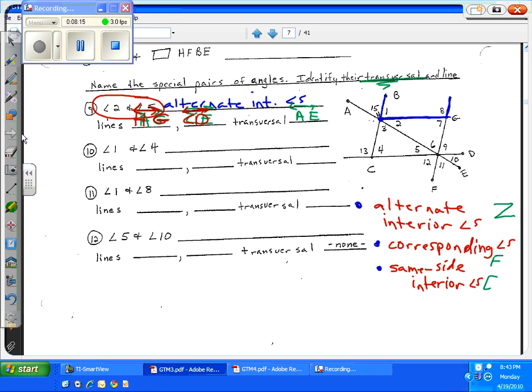And then here's the other ray. You can see that they make the letter C. Same sides make a C. Same sides make a C. And so they're same side interior angles.